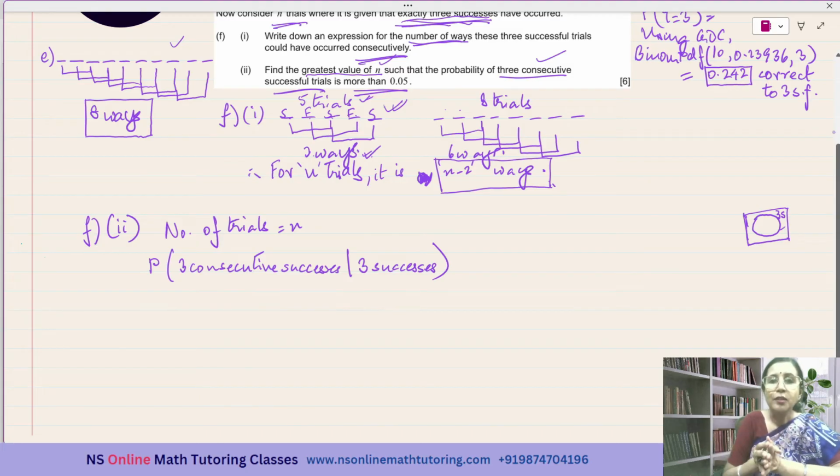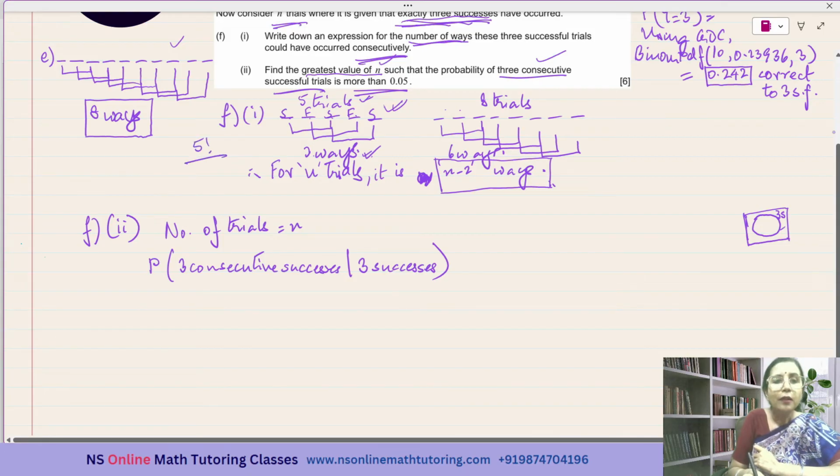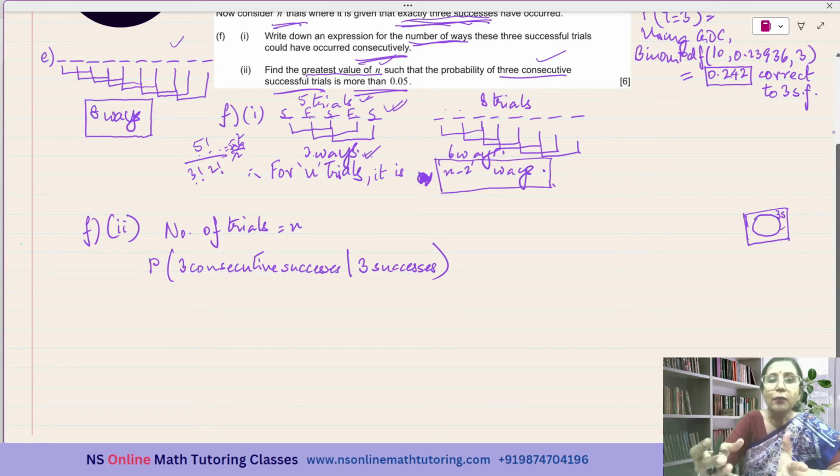It is 5C3 ways. Okay. So you have to just calculate what is 5C3. If I just do the working over here, it is 3 and this is 2. So this will be 5 times 4 times 3 factorial. This 3 factorial and that 3 factorial will be cancelling and you will be having 5 times 4 over 2. So it is 10 ways. So getting 3 successes in 5 trials, you can get them in 10 ways. But getting 3 consecutive successes in 5 trials will be only 3.